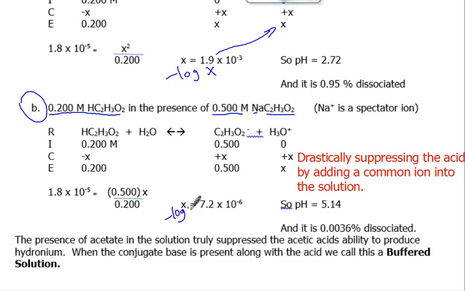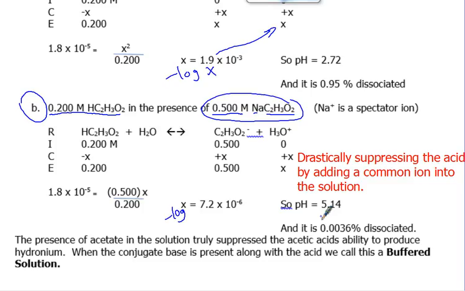If I take the negative log of that, I'm taking the negative log of hydronium, and I've got the pH. Look at the drastic difference in the pH. When Marissa added this acetate, when Matt wasn't looking, the pH went from 2.7 to 5.14. It really impeded the acid's ability to react. That's pretty cool, isn't it?